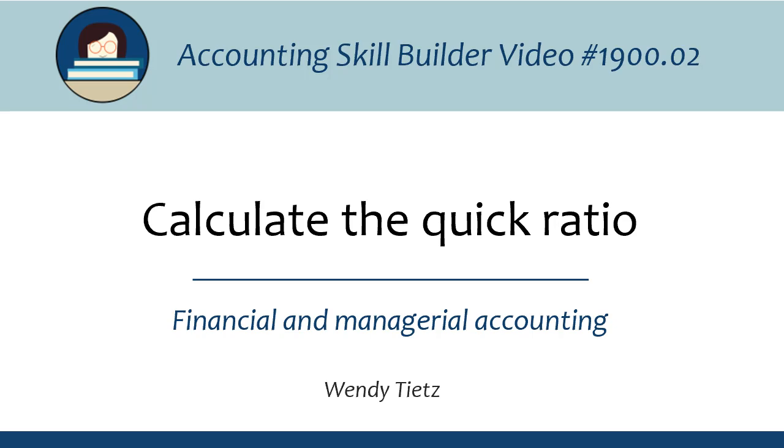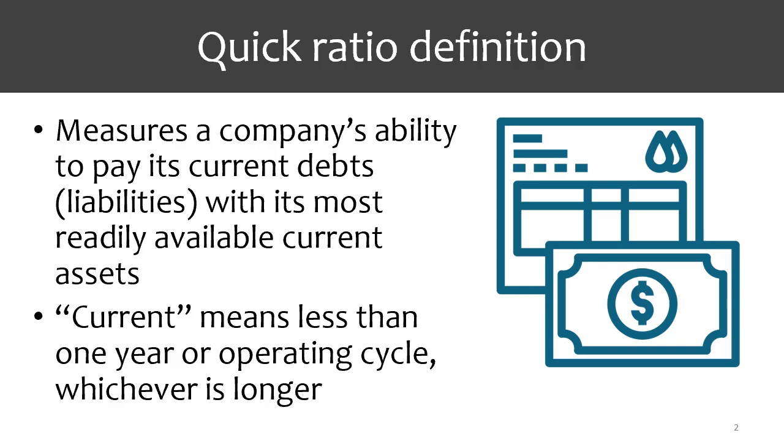In this video, we are going to walk through how to calculate the quick ratio. The quick ratio measures a company's ability to pay its current debts or liabilities with its most readily available current assets or resources. Current in this context means due or turning into cash in less than 1 year or operating cycle, whichever is longer. Generally, we will use the 1-year cutoff for current assets and current liabilities.